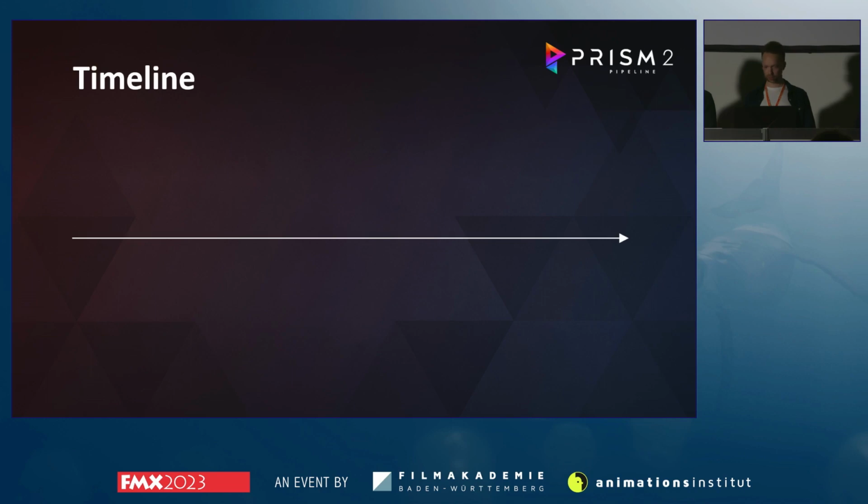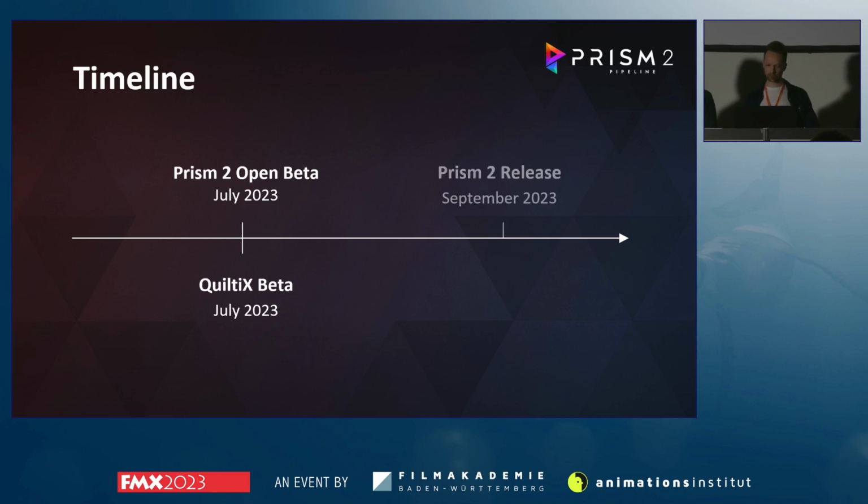All right, so let's have a look at the timeline. At the moment, Prism 2 is still in a private beta, but we are planning to open up the beta in July this year. So it will be open to the public for everyone to join. At the same time, we are also planning to release an open beta version of QuiltiX. Then about 2 months later, probably, we are planning to release Prism 2, the official release. And we are also planning that QuiltiX at that time will have a release state.